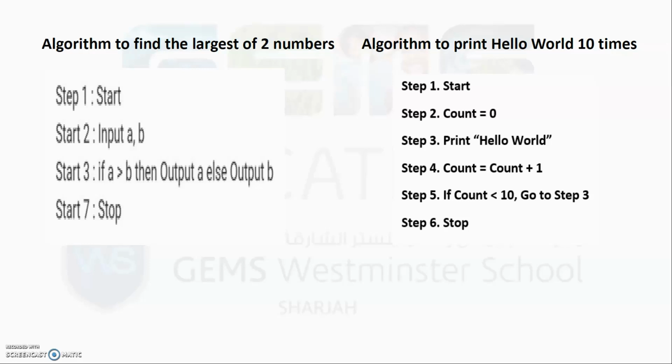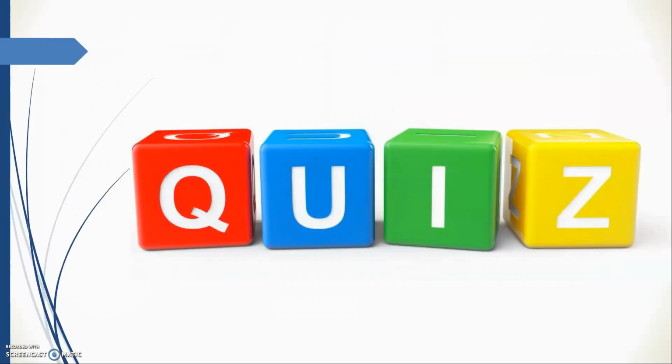That's why we use the if here. So until the count reaches 10, go to step 3. Do it again until it prints 10 times. Step 6 will be stop. You're done. It has done 10 times and now the program is going to stop.